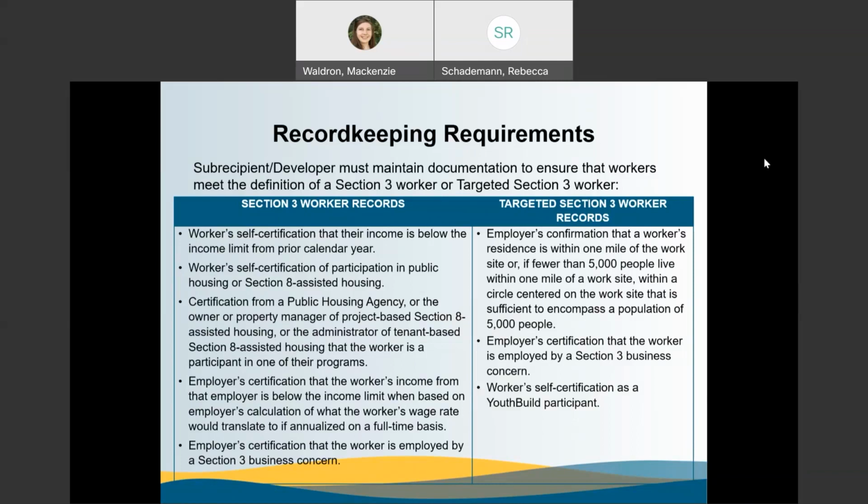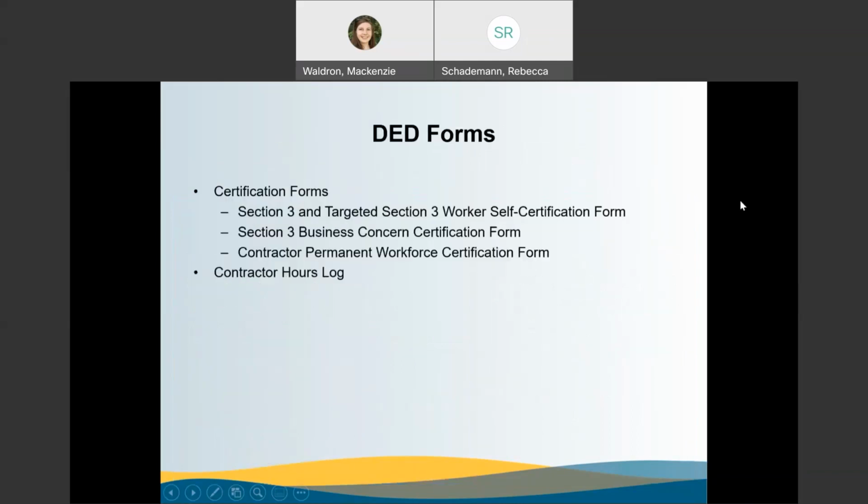Thank you, Mackenzie. Hi, everyone. As Mackenzie mentioned at the beginning of the presentation, my name is Rebecca Shademan. I'll be running through the following slides. The department has created 3 certification forms and 1 contractor hours log to assist you in collecting this information and being in compliance with this regulation. Next slide.